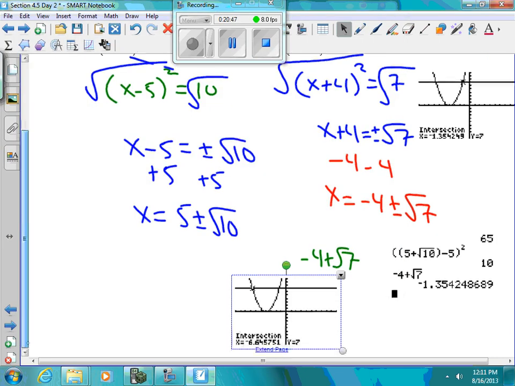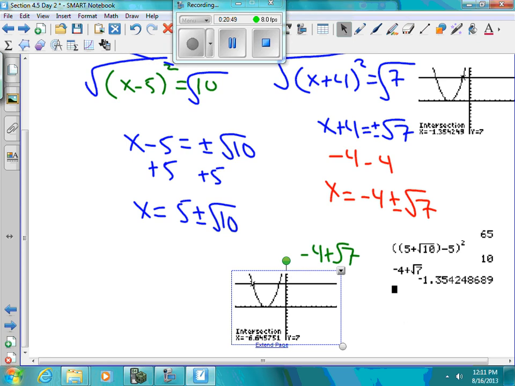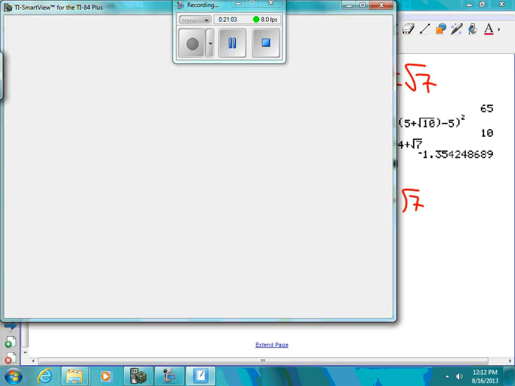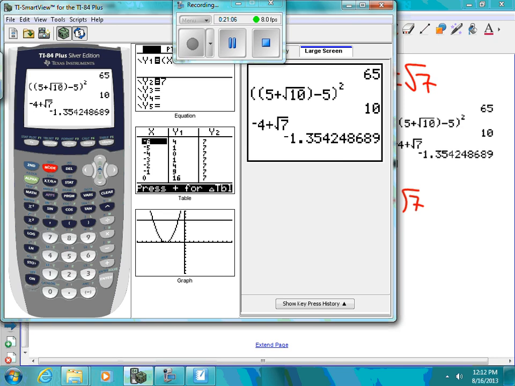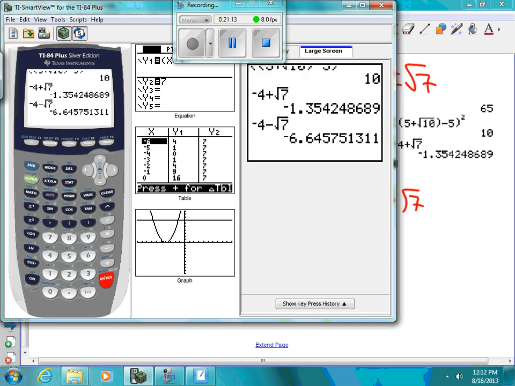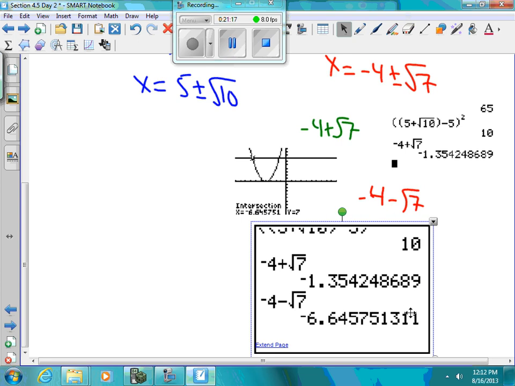So let's see if that's one of our solutions. The only solution we have left is negative 4 minus, oops, not plus, minus the square root of 7. Let's see if that is the same decimal as negative 6.64. So on our calculator, we do negative 4 minus the square root of 7. You say, Mr. Coon, why do we need to do this? This is just another way to check. Negative 6.64.